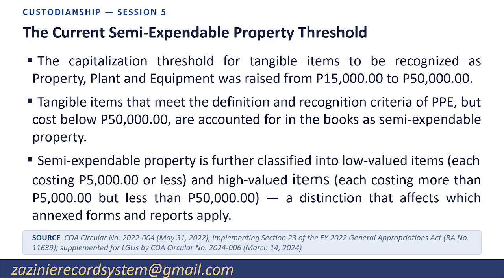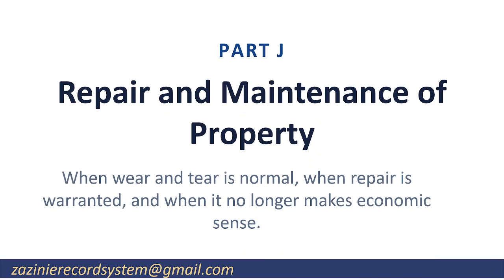Now, in a bit more detail, the number to remember is 50,000 pesos, that is the current capitalization threshold, up from the old 15,000 peso figure. Below that threshold, and the item is semi-expendable, further split into low-valued and high-valued categories at the 5,000 peso mark. Next slide. Part J. Repair and maintenance of property.